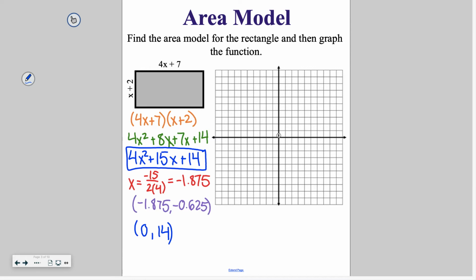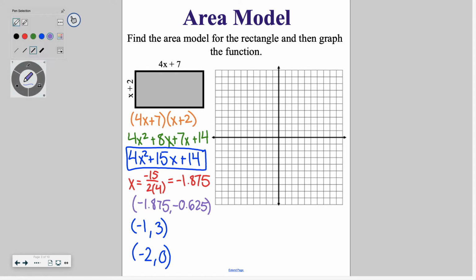Right now, 0, 14 is not going to fit onto my graph, and because I'm dealing with such small decimals, it's probably not going to be the easiest to use that vertex point. So you can also plug in other numbers that are closer. So for example, if I plugged in negative 1 into the spot of x, so 4 times negative 1 squared plus 15 times negative 1 plus 14, I'm going to end up with an answer of 3. I could also plug in a negative 2, and when I do that, I'm going to end up with an answer of 0.